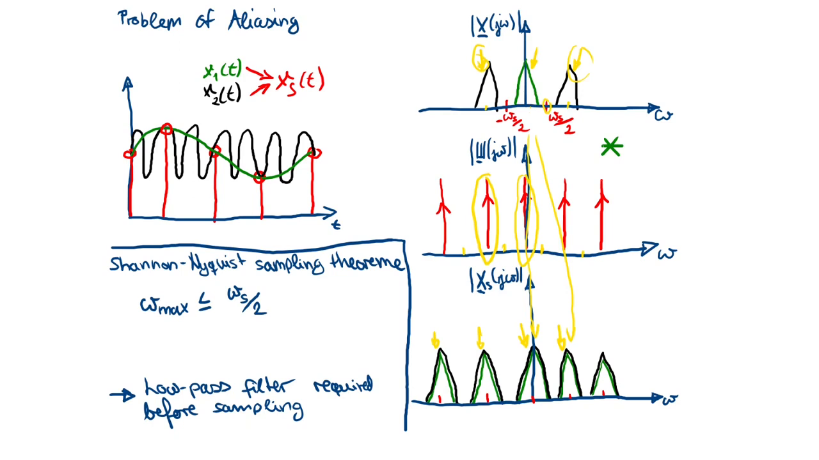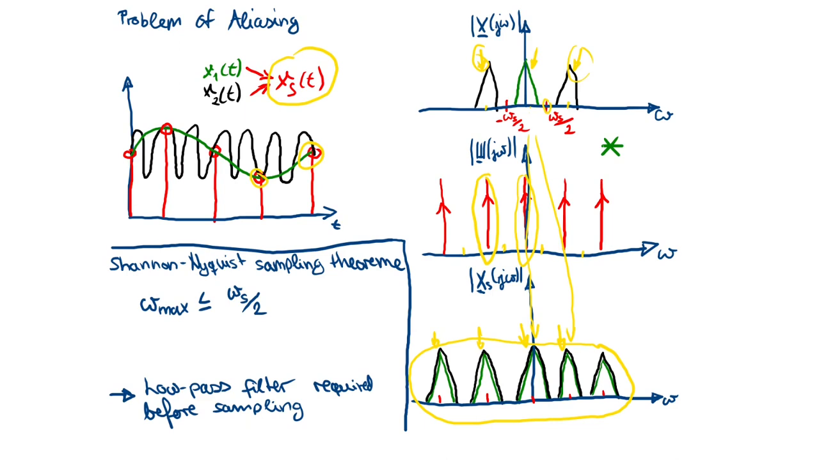And now we see what the matter is here. We have overlapping spectra. So the spectra of the sampled signals of both the green and the black signals are equal. And this is what we see here in our sampled signal, that this is equal here. So what is the matter? Why do we observe this phenomenon? It is the Shannon-Nyquist sampling theorem.